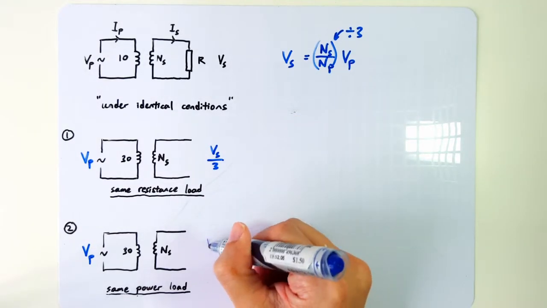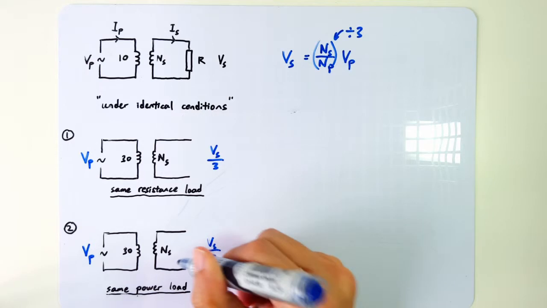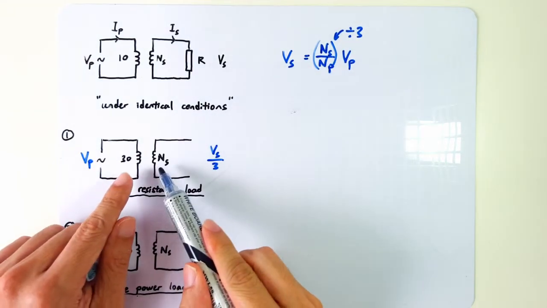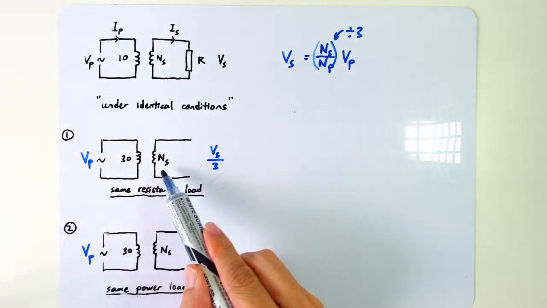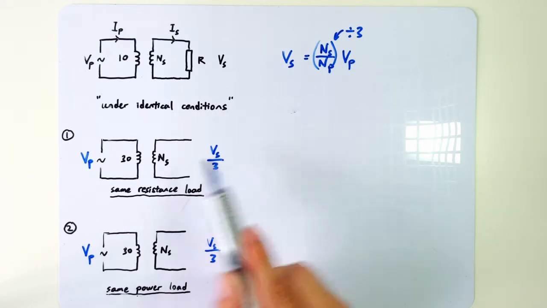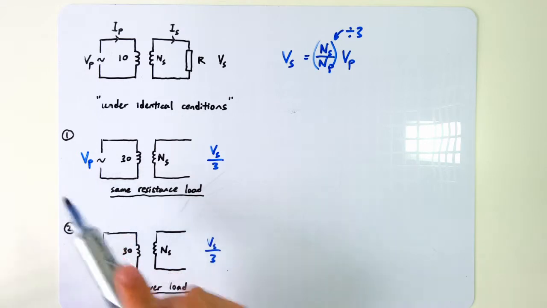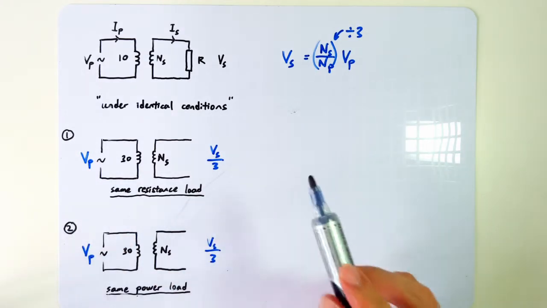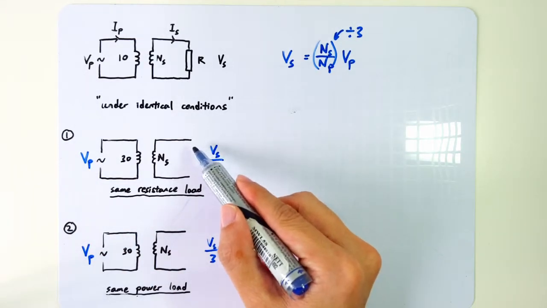Let me write the same answer here in this circuit as well. Because the turn ratio has been divided down by 3, the secondary voltage will also be divided down by 3, because the primary voltage is still the same. Okay, what about the secondary current?